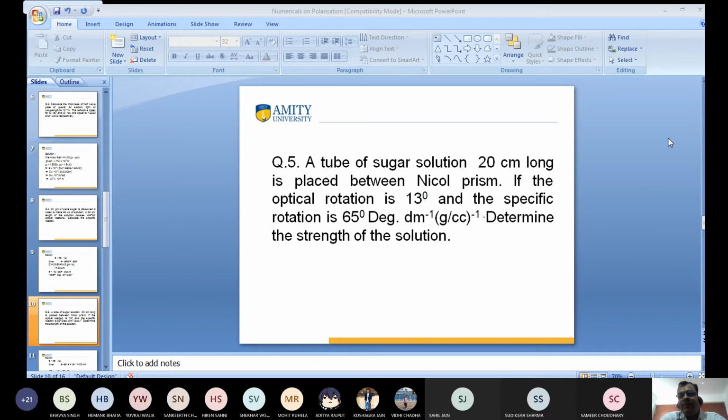Can you tell me what is the answer? Sir, I'm still not getting it. What is the answer, Sudiksha? Sir, C came out as 10 grams, I am finding the answer. Okay, solve the question. Tell me the answer. Sir, is it 1 gram per liter? No.